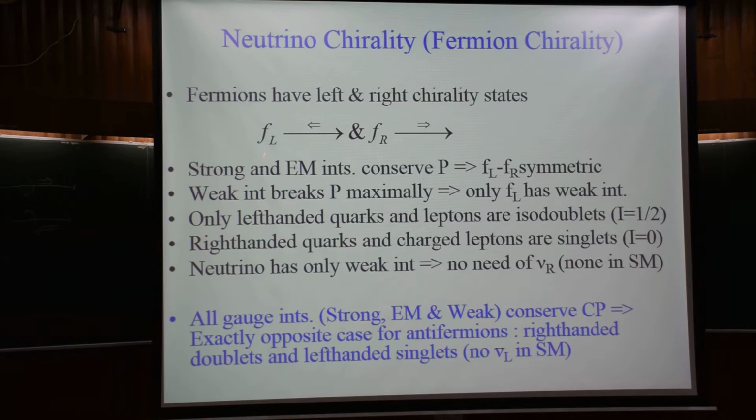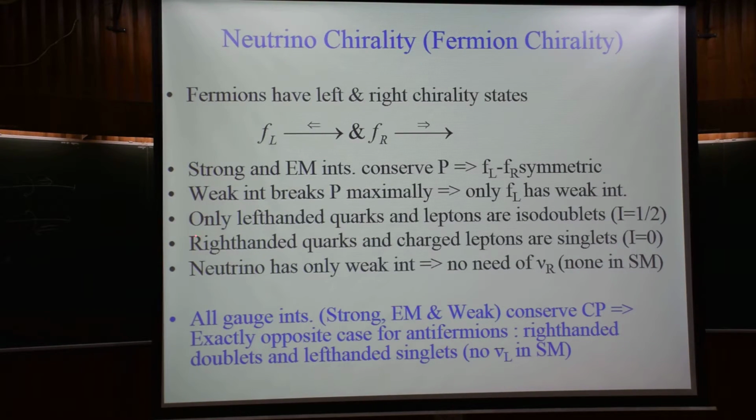Now, strong and electromagnetic interactions conserve parity. That means left-handed fermions and right-handed fermions have the same strength of strong and electromagnetic interaction. It is left-right symmetry. Weak interaction breaks parity maximally. That means only left-handed fermions have weak interaction, right-handed fermions have zero weak interaction. If right-handed fermions had half the strength of interaction, you would say parity is broken but not maximally, 50% broken. But here it is 100% broken.